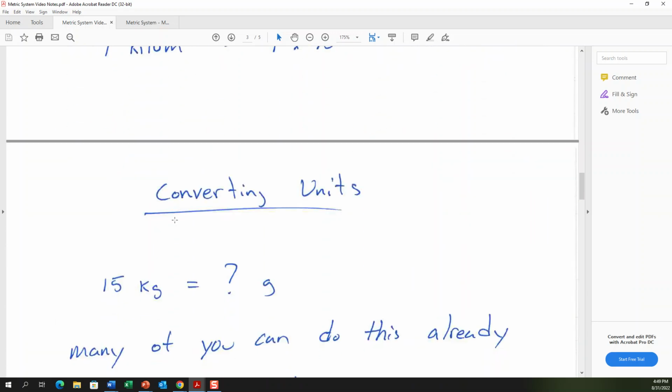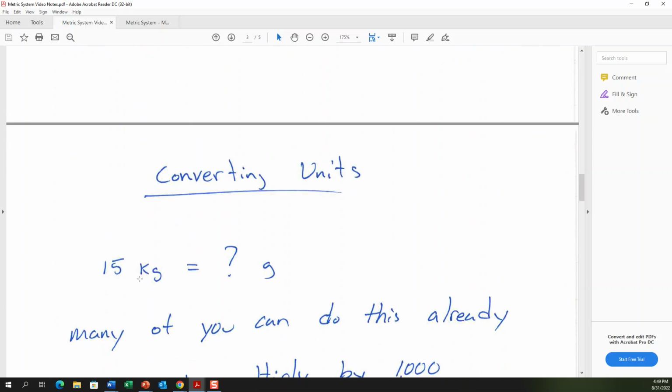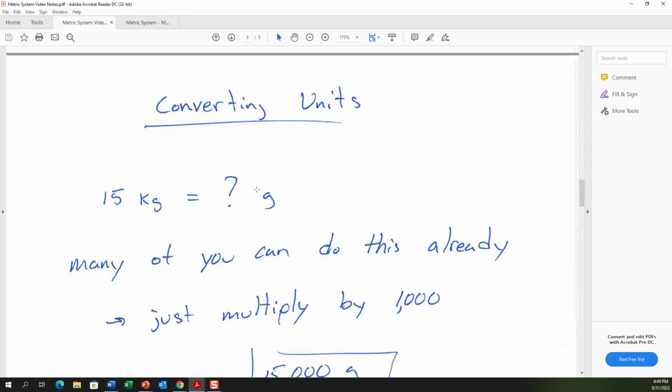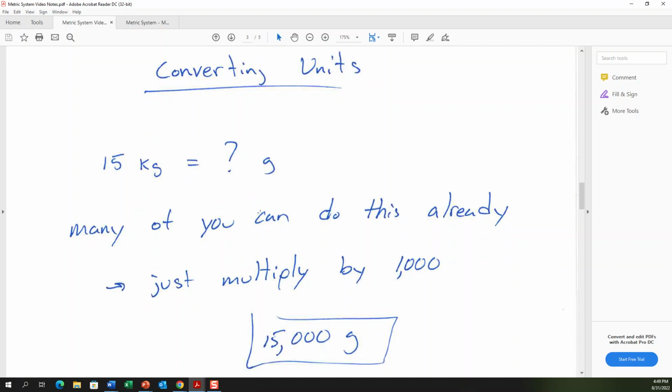So you probably can already do this. 15 kilograms equals how many grams? You probably did this in 8th grade, or maybe even before then. A lot of you just know, oh, I just multiply by 1,000. And if we were going the other way, if I had 15 grams and wanted kilograms, I would divide by 1,000. A lot of you already know that, and you can do that in your head, and you know the answer is just 15,000.